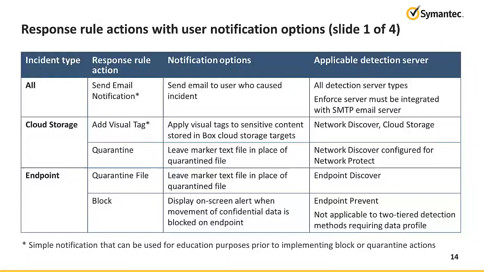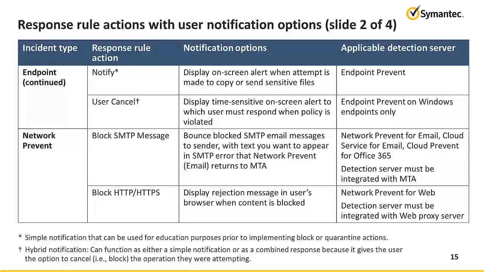endpoint incident types. For endpoint incident types, you can also specify a block response, which will display an on-screen notification to the user when the movement of confidential data is blocked on the endpoint. Endpoint incidents can also display an on-screen notification to the endpoint user when an attempt is made to copy or send a sensitive file. You can provide a reason for the notification, as well as options for the endpoint user to provide a justification for their action.